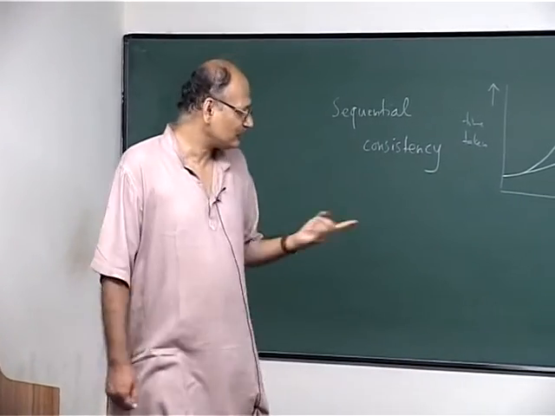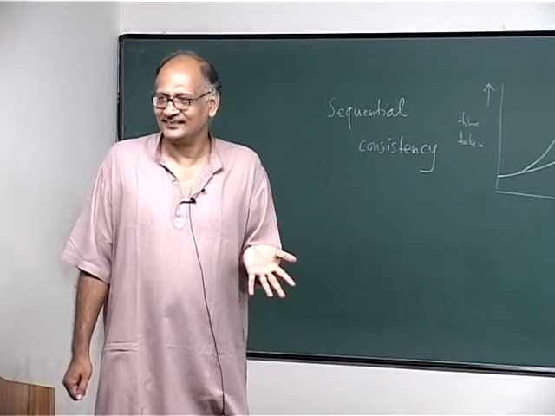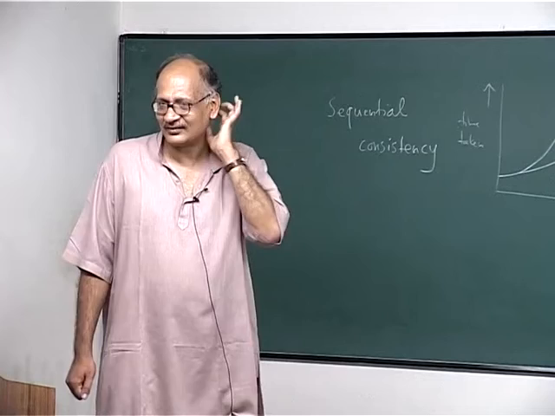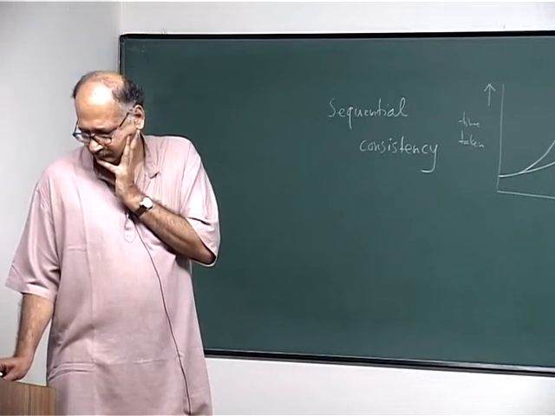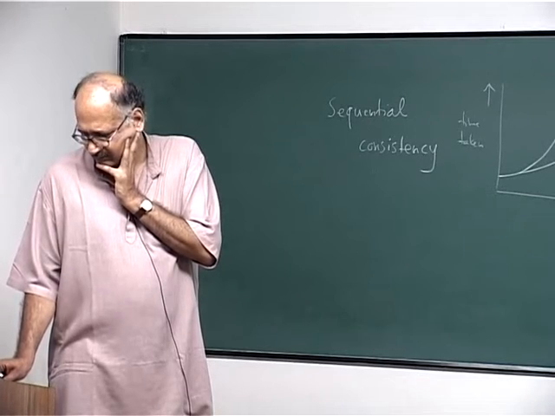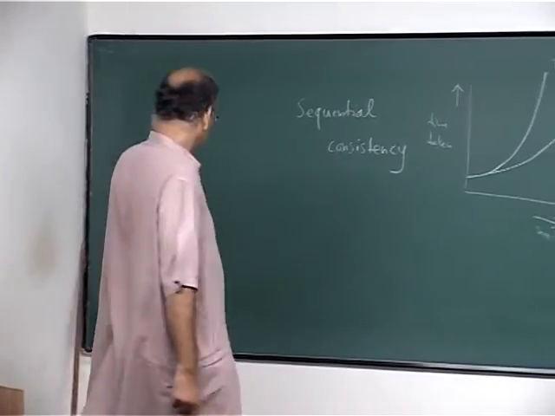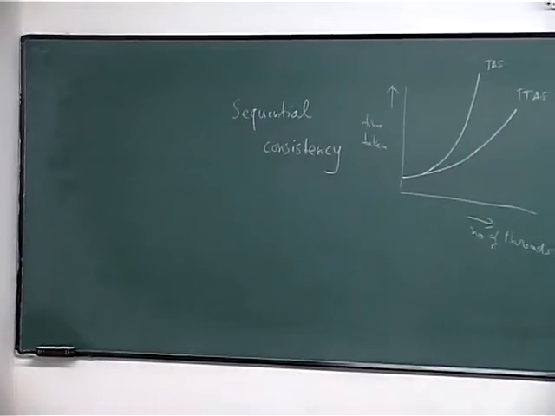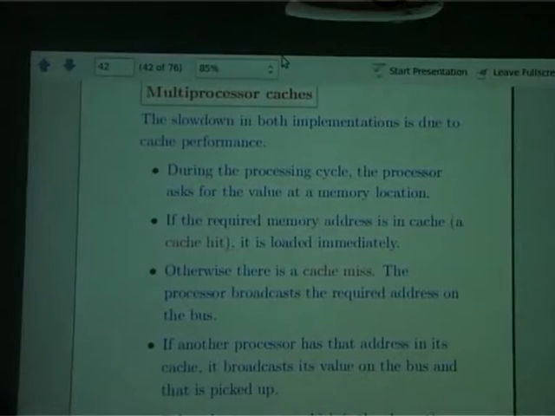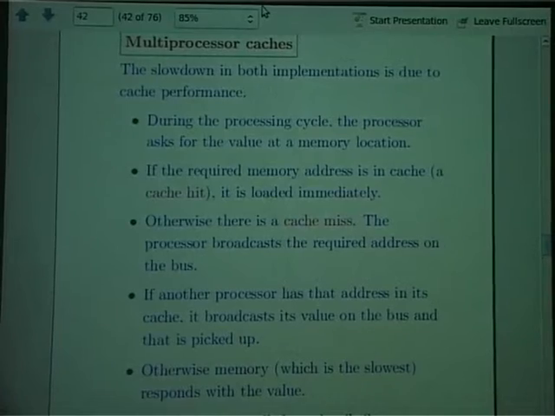But the question which we need to examine is, first of all, why should there be a slowdown at all? There is no reason for there to be a slowdown. So again we have multiprocessor cache. So the slowdown in both implementations is due to the cache.